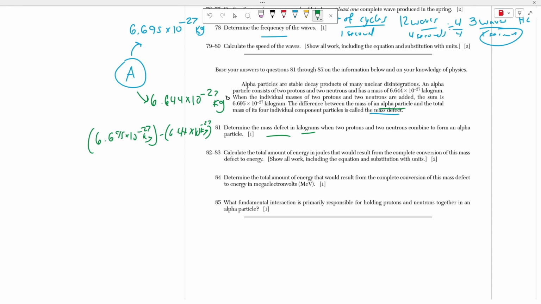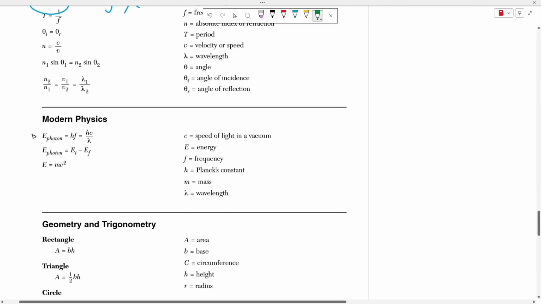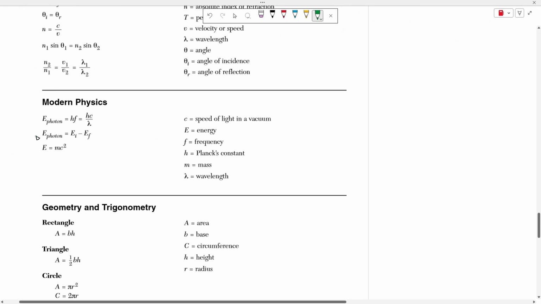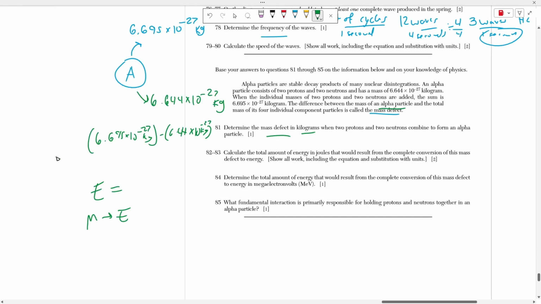Number 83 asks us to calculate the total energy in joules that would result from the complete conversion of this mass into energy. So if I'm going from mass to energy, what's one formula on my physics reference table that combines mass and energy? Oh, look at this, modern physics, E equals mc squared. That's the formula I'm going to use here.